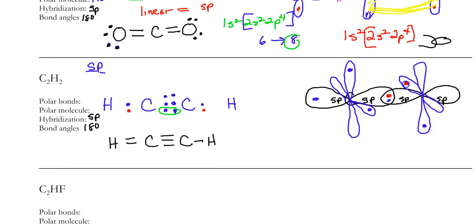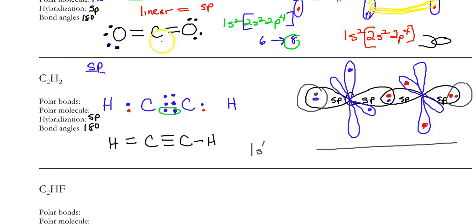1, 2, 3, 4. Okay, and then of course hydrogen is going to be what? It's 1s1, and it's unhybridized because it's at the end. It brings 1 electron. There it is, and there's your sketch. Look at it, it's linear because it's sp, but we forgot a couple of things.